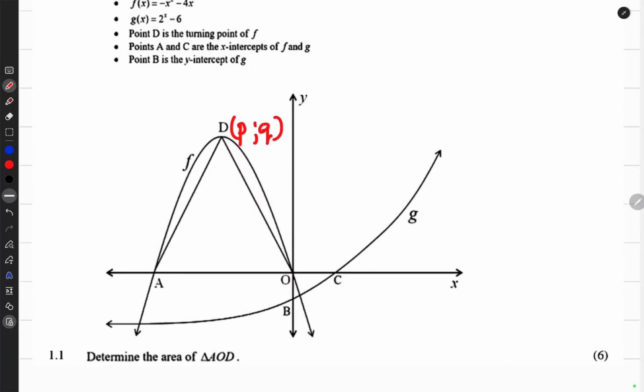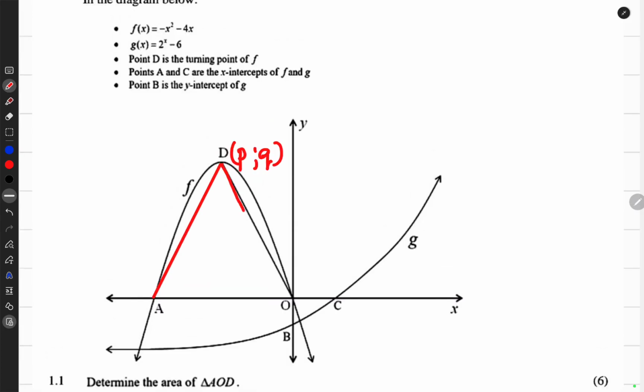So they want us to calculate the area of triangle AOD, which is this one, just here. So the area of this triangle, this is where we can use this.